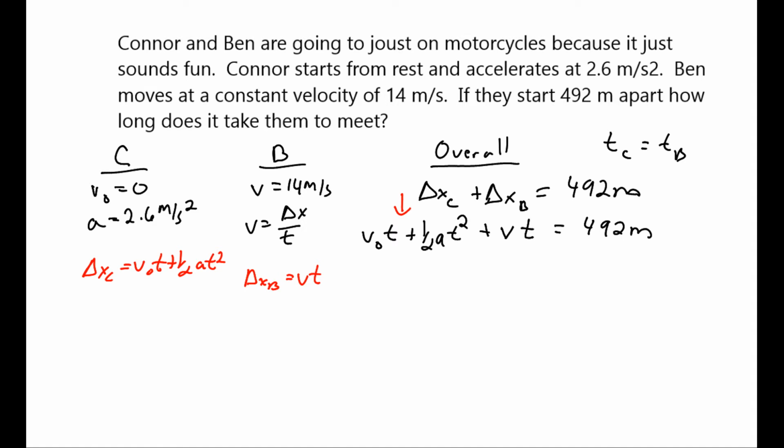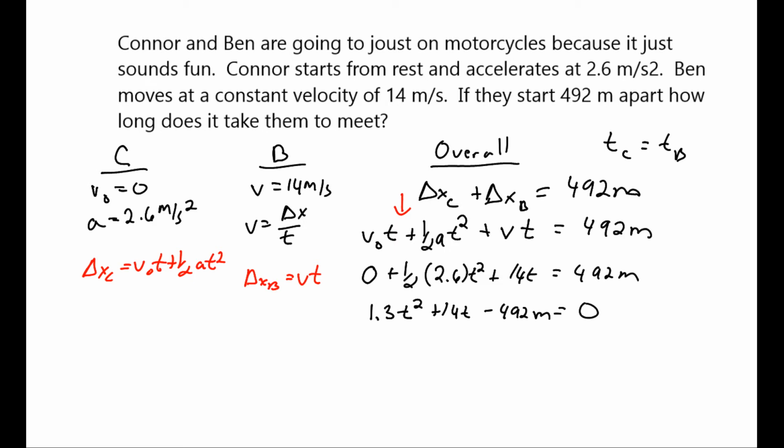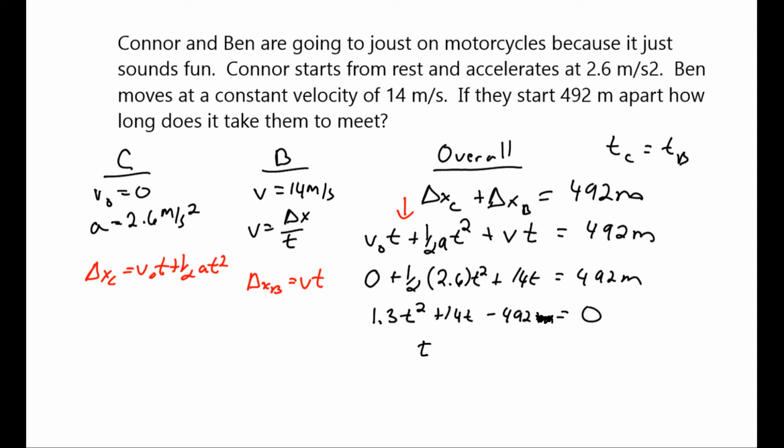Alright. So now we're going to substitute in. This ends up being 0 plus 1/2 times 2.6 t squared plus 14 t equals 492 meters. Alright, so what are we going to have to do to solve that equation right there, since we have a t and a t squared? Quadratic formula, right? So we can't do this one without it. 1.3 t squared plus 14t minus 492 meters equals 0. Alright, so when you solve for time, you get a negative number probably and 14.8 seconds. So that's our answer. Any questions over that one?